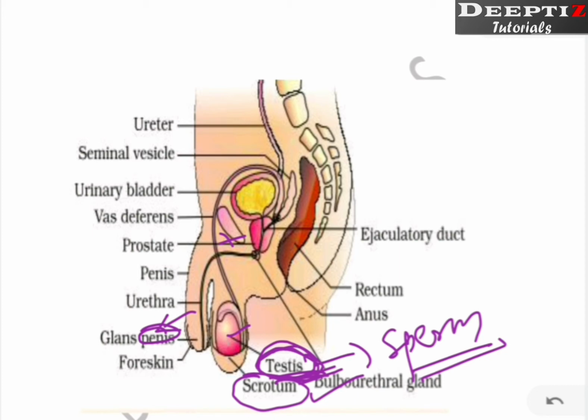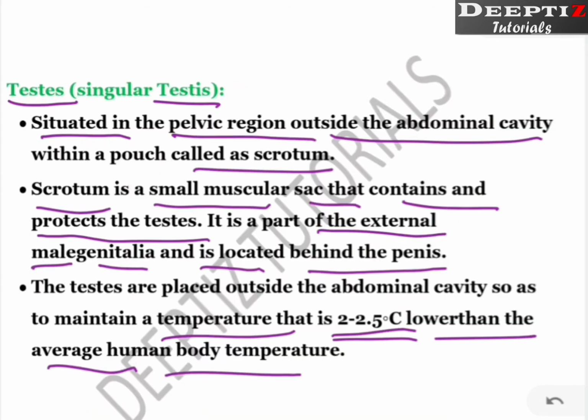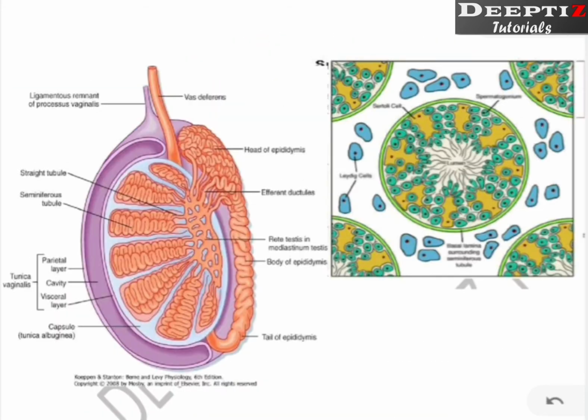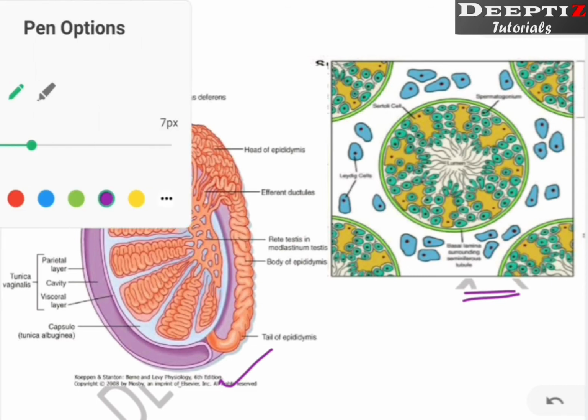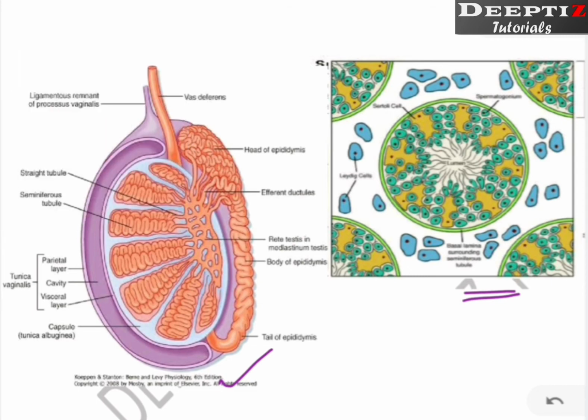So what we are going to do is that this testis we will study separately and then we'll come back to the original diagram. So this is the section of a single testis. We will come back to this diagram later, right? Now the testis we have, so where will be the scrotum? Scrotum will be the protective covering, or we can say that there is a muscular tissue within which this testis is located. From here till here we can say that this is actually the testis, right?